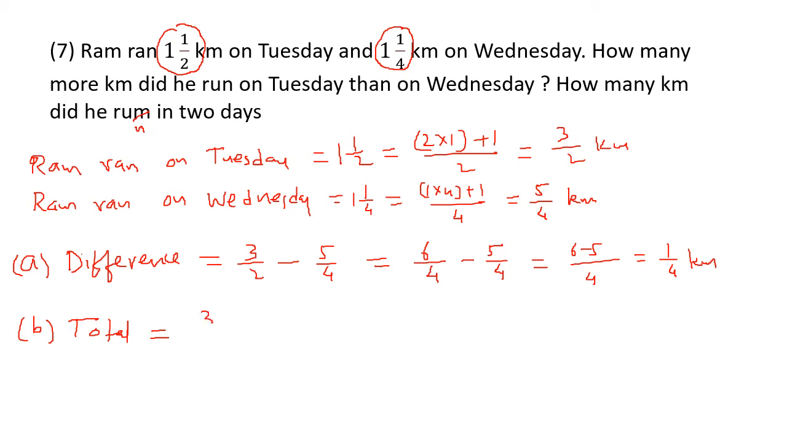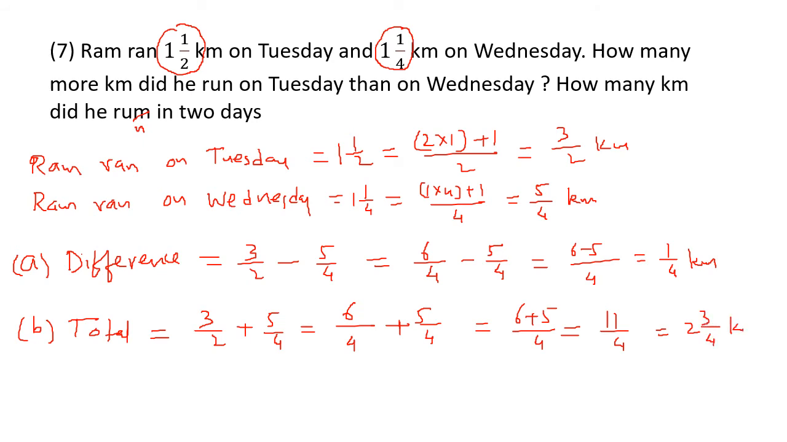So let me add 3 by 2 plus 5 by 4. Again, to make the denominator the same, this 3 by 2 can be multiplied by 2 in the numerator and denominator. So the answer will be 6 by 4 plus 5 over 4, and the sum will be 6 plus 5 over 4. That is 11 over 4. Right? And you can make it a mixed fraction. So if you divide 11 by 4, it will go 2 times fully and the remainder will be 3 by 4 kilometer. 2 whole and 3 by 4.